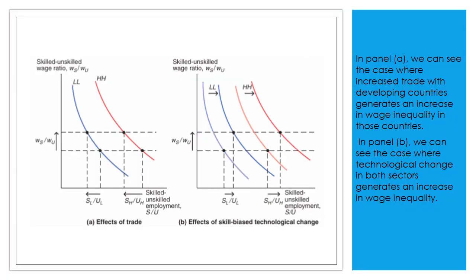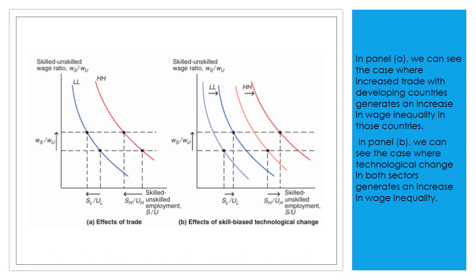So on this page, in panel A, we can see the case where increased trade with developing countries generates an increase in wage inequality in those countries. And when I say wage inequality here, I mean skilled and unskilled wage inequality. In addition, the increase in the relative cost of skilled workers encourages producers in both sectors to reduce their employment of skilled workers relative to unskilled workers.